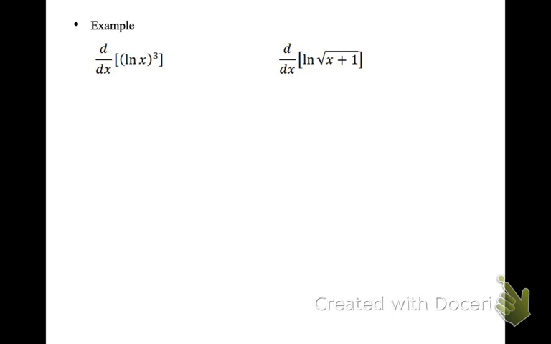Okay, so the outside function would be the cubed, yes? So that's going to be 3 natural log of x squared. That's the outside. And the inside would be the natural log of x, so the derivative of that would be 1 over x. And they actually leave it like that, and that's gross. I write it as 3 over x, the natural log of x squared.